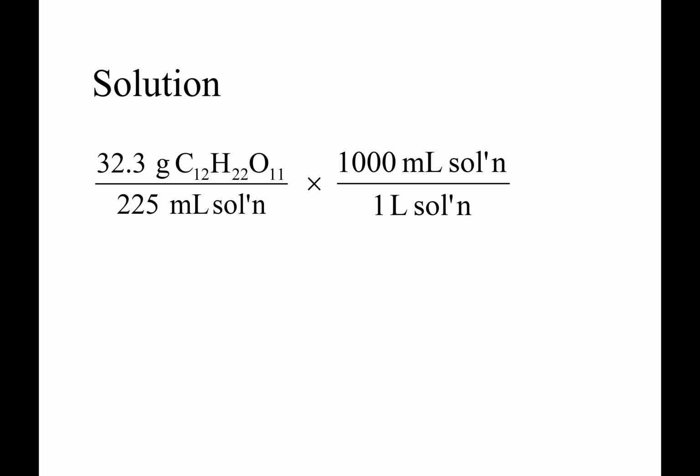1,000 milliliters over 1 liter. Yep, 1,000 milliliters of solution over 1 liter of solution. And now our milliliters cancel. We have units of grams per liter, which is perfect. And then how many sig figs?